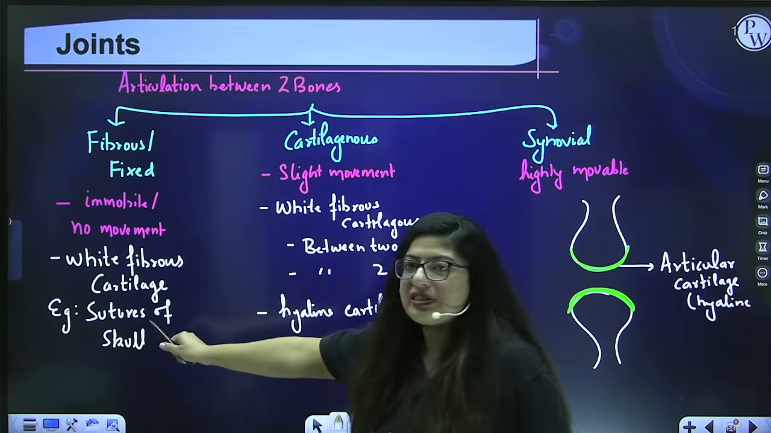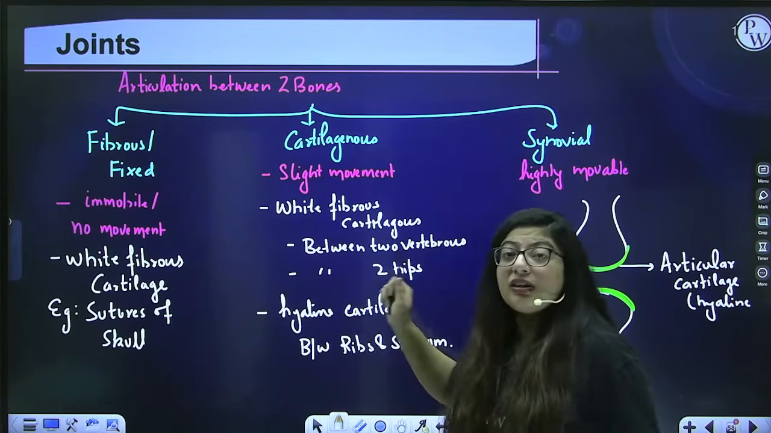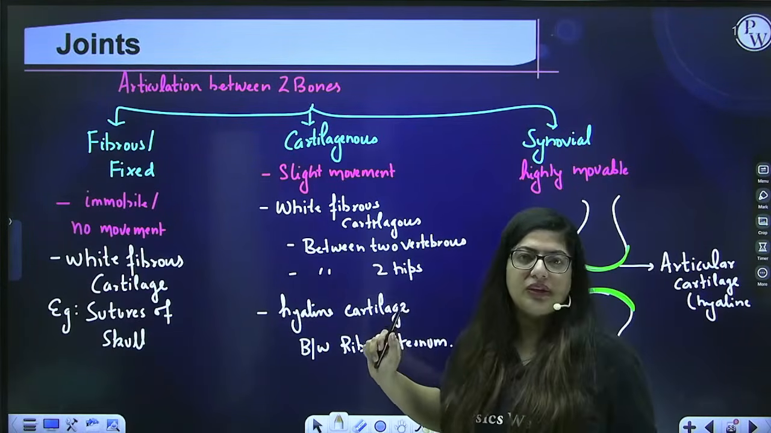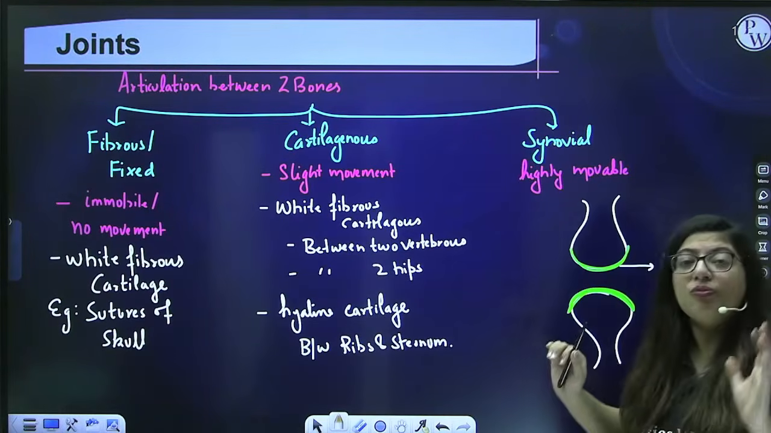They have no space in between them. The bones, they do not have any space in between them. Here, the bones have little space in between them. Here, the bones have large space in between them. That's why they are highly movable joints.